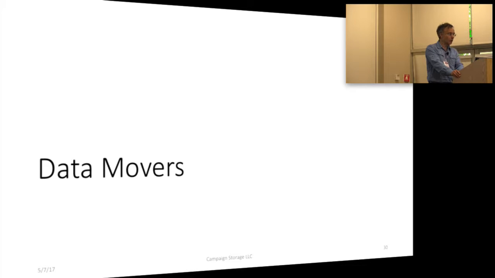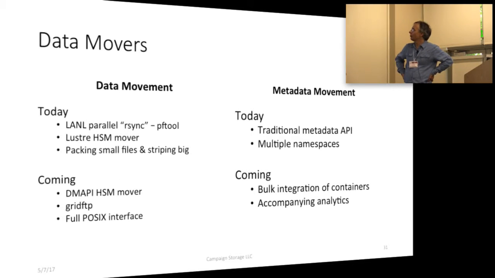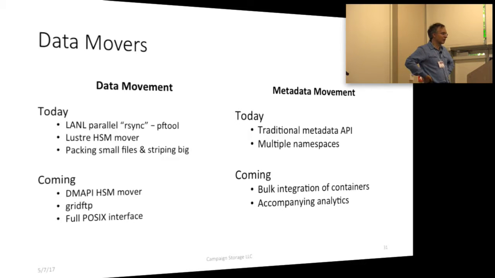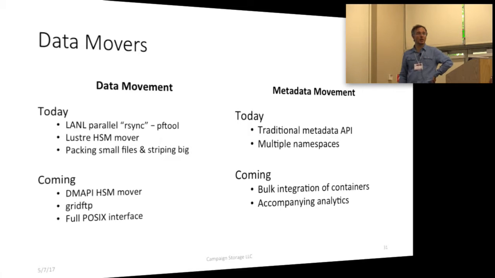Okay, just a few other things. Data movers. The data movers that we have today are the LANL parallel rsync tool, PF tool. There's a Lustre HSM mover. This is a moderately involved thing I'll tell you about in a minute. And the beauty of the movers is that they can pack and stripe files. So you can put small files together and big files on multiple object stores. So what I think will be coming is a DMAPI version of the HSM mover so that it can work with the other cluster file systems like Quantum and IBM's file systems. Grid FTP, as I mentioned.